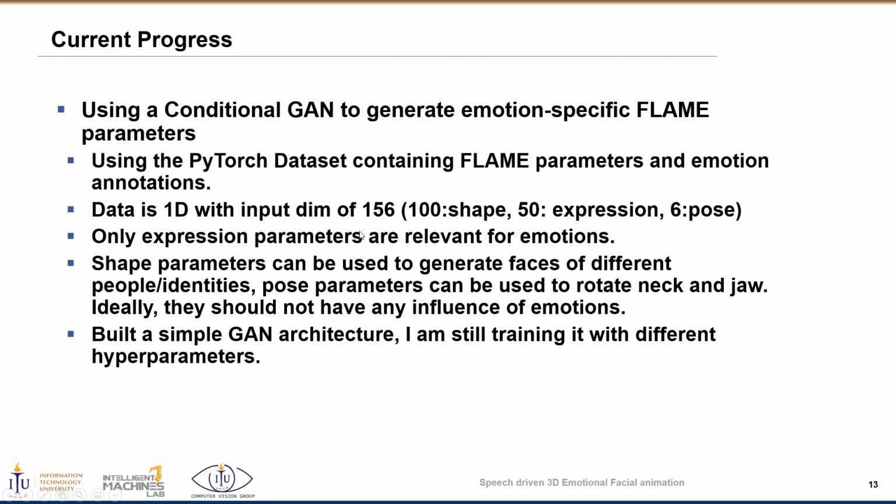So for emotions only, really the expression parameters are important, because FLAME has disentangled shape and pose from expressions really well. So we are going to generate only these 50 expression parameters from our conditional GAN. I'm still working on it, and just trying different hyperparameters and different GAN architectures to make it work better.